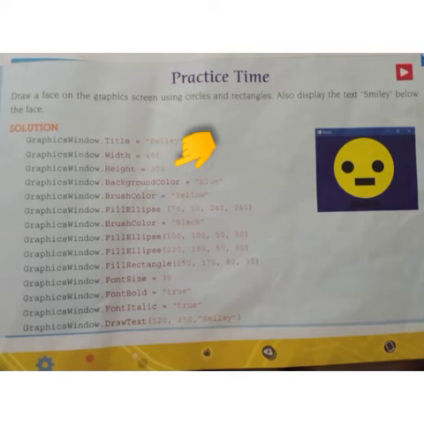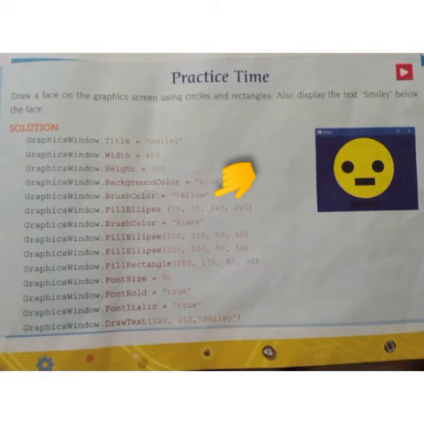So 400 I have given, 300 I have given. That is your wish, you can give any width and height. Then graphics window dot background color is equal to blue. So I have given the blue color, the background color. Then graphics window dot brush color is equal to yellow, because I am going to draw one ellipse here. By using fill ellipse we can draw the circle too.